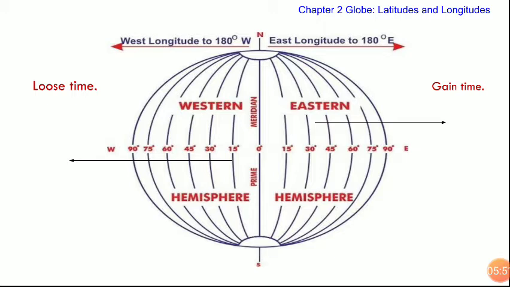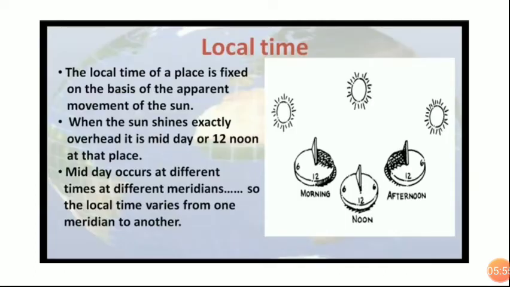Uniformity of the time is also maintained throughout the country, and it is done by determining the standard time for the country. Most countries adopt the local time with reference to the central meridian as the standard meridian of the country, and this helps us to know the local time.